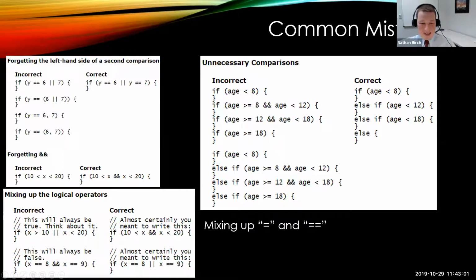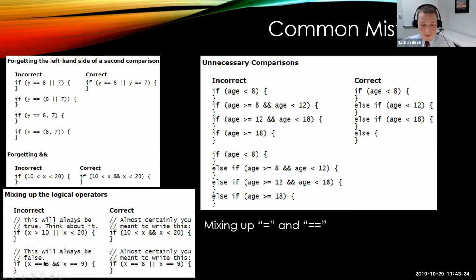So look at this one. If x is greater than 10 or x is less than 20. No matter what x is, as long as it's not like a letter, it's going to be true. No matter what. Okay, so in this case the user probably meant to write if 10 is less than x and x is less than 20.